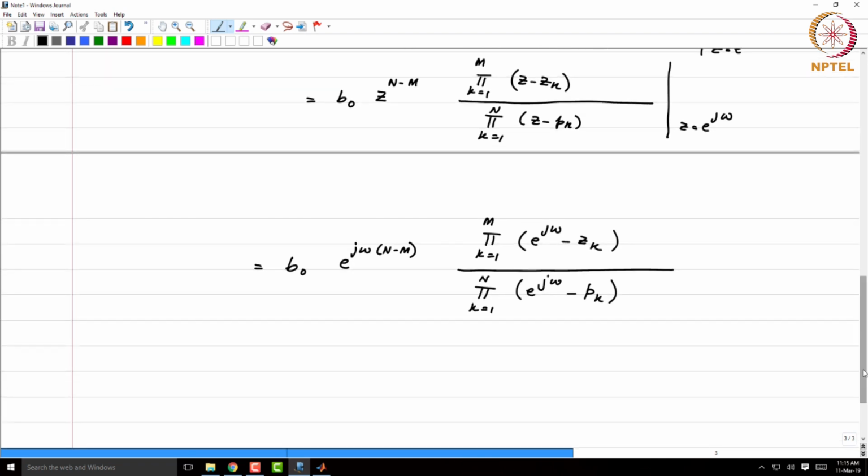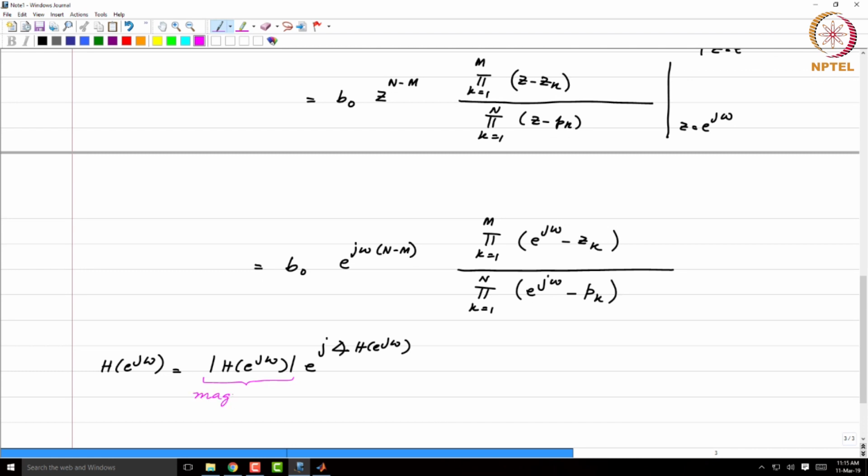So, this is the frequency transfer function, and it is useful to think of it being expressed in this form: magnitude times e to the j phase angle, no different from what you had seen in the continuous time case.